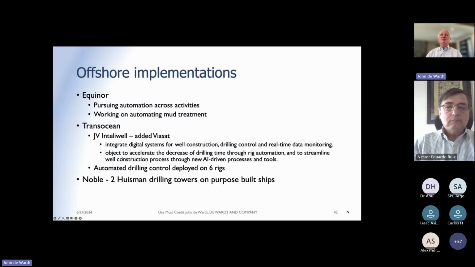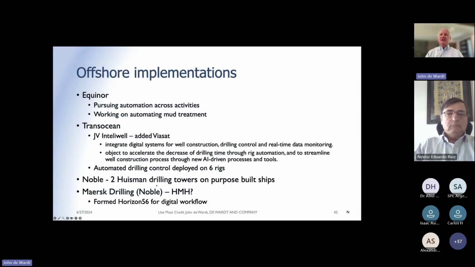I haven't seen too much published on what they're accomplishing with this, although they have said they've deployed their automation across 6 rigs. And then Noble has 2 Houseman drilling towers on purpose-built ships. And Maersk Drilling, which is now Noble, of course, is working with HMH, but they also formed Horizon 56 for digital workflow. And that's now a spin-off company that offers digital workflow for your drilling programs to bring them to the rig and put them into the digital system.